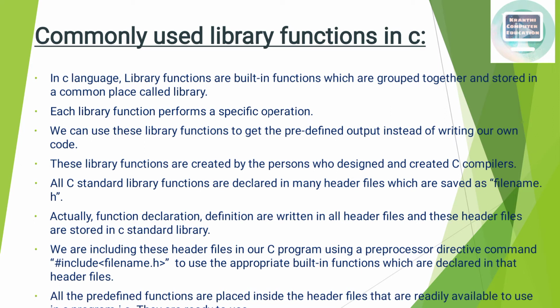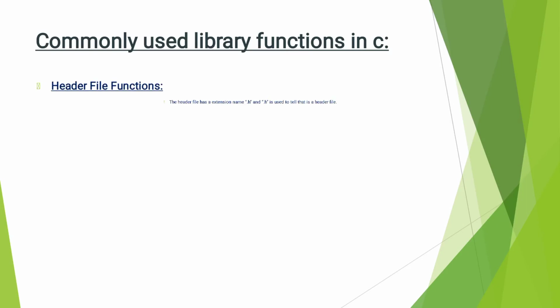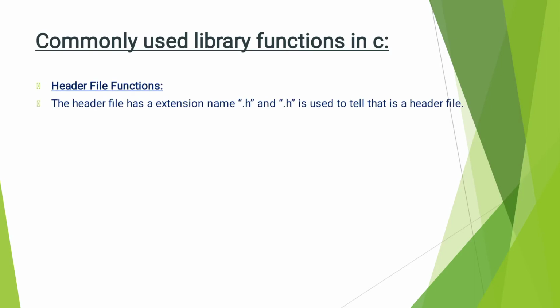All the predefined functions are placed inside the header files that are readily available to use in our program. Means they are already written, predefined, precompiled and ready to use in our program. We are just including the header file and then we can directly use these header files' library functions. Next, we will see some of the important header files along with their built-in functions. The header file has the extension .h. So this .h is used to tell that it is a header file.